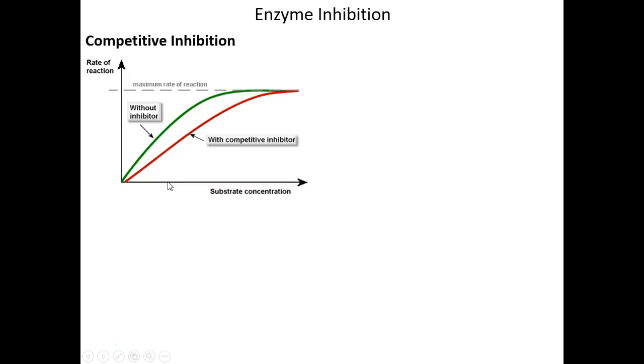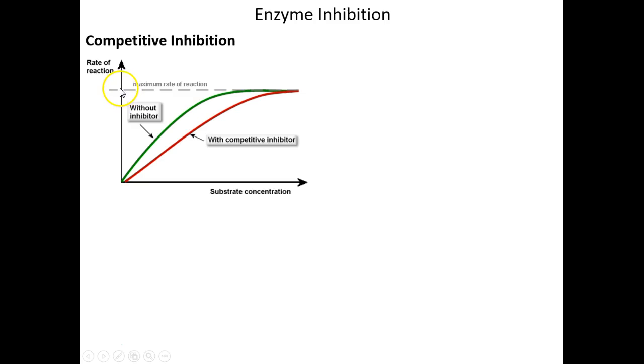In the presence of the competitive inhibitor, we can still achieve Vmax. See, we can still get to that maximal velocity. But it takes more substrate to get there. Here, we reach the Vmax at around this substrate concentration, more or less. Here, we have to go all the way up to this substrate concentration in order to achieve the same Vmax. So we get to Vmax, but we need more substrate to get there.